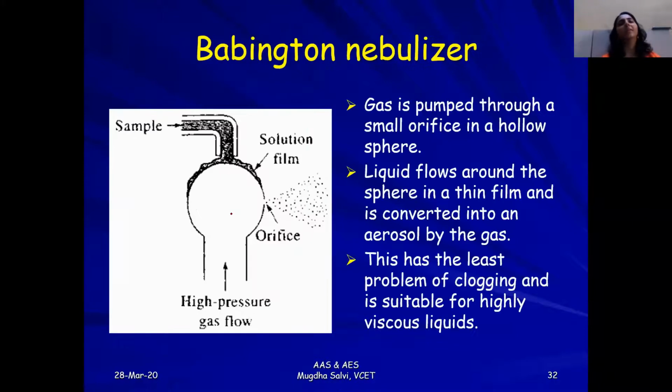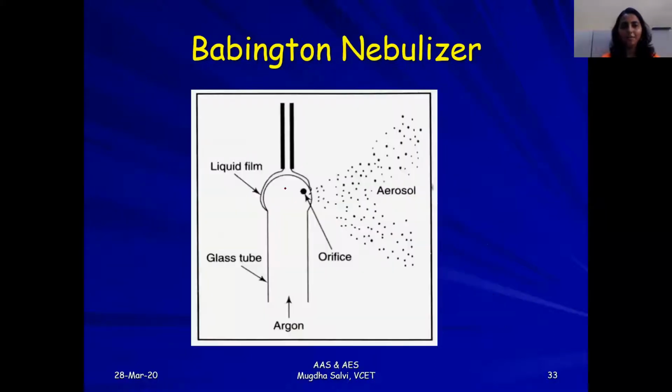This is the Babington nebulizer. It has a funny name, but the functioning is very simple. You can see this part. What happens is argon gas is pressurized. This one is a larger area, but it is coming out through a very small hole.